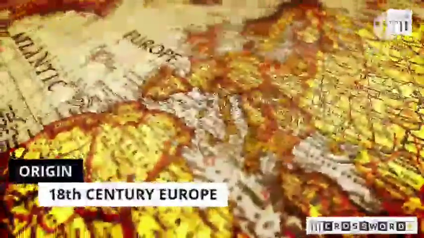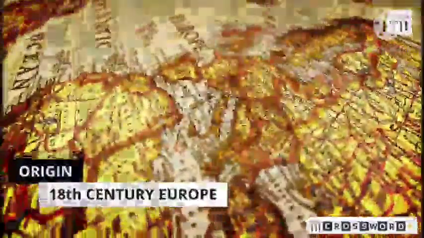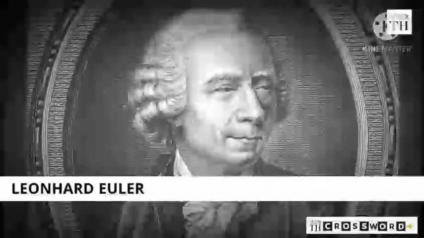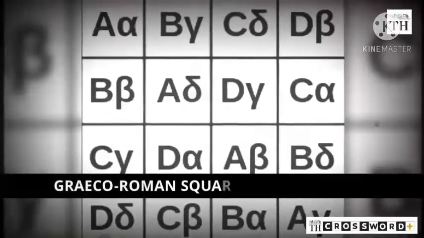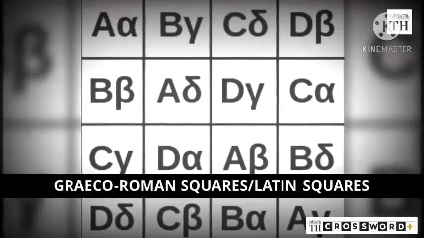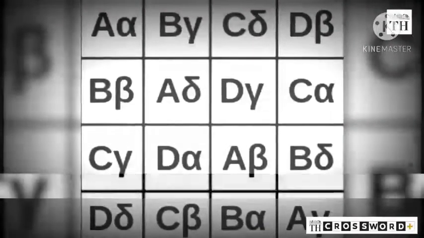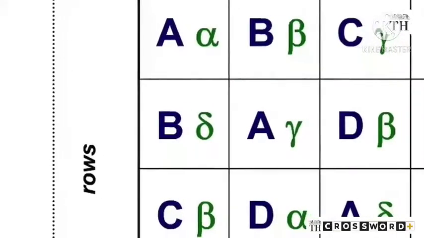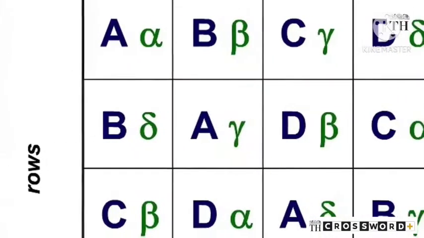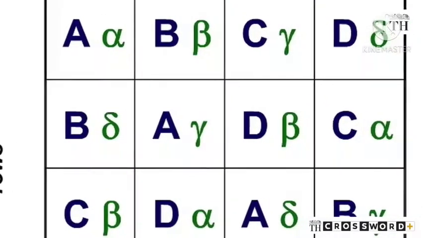The origin of Sudoku puzzles can be traced back to 18th century Europe. In 1783, Swiss mathematician Leonhard Euler developed the basics of Sudoku. He termed it as Greco-Roman squares or Latin squares, where he used letters as the grid square symbols rather than numbers. But this obscure puzzle was not taken up by any of his contemporaries.